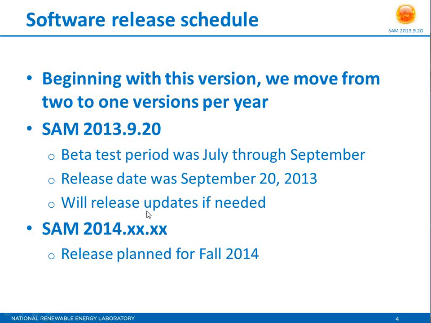We will be releasing updates as needed, and those updates you can download from the help menu. So on the help menu in SAM, you can check for updates and download them as they're available. And then we're planning to release the 2014 version of SAM in the fall. So the release schedule will probably be similar to the release schedule for this version, but next year.